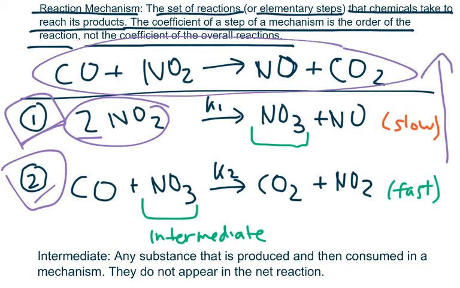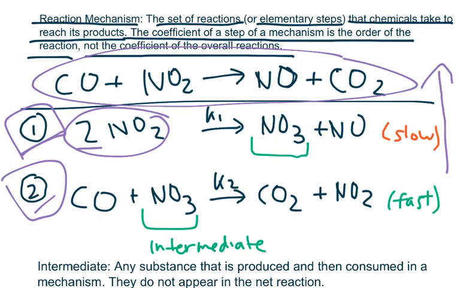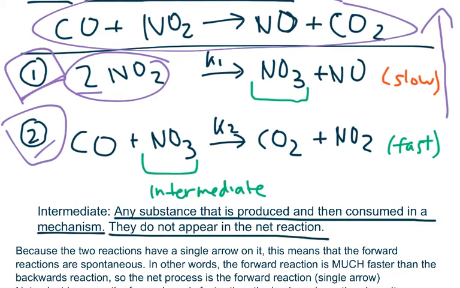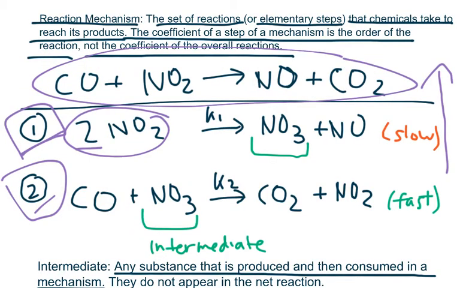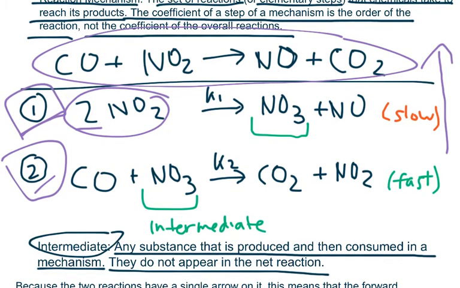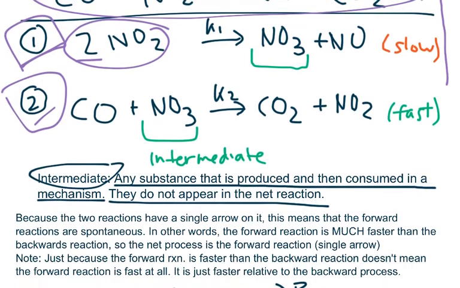So if you notice, our NO3s actually cancel out, and since they cancel out, they are called intermediates. And an intermediate is any substance that is produced and then consumed in a mechanism. They do not appear in the net reaction. Now, catalysts don't appear in the net reaction, but we will talk about those later and how to differentiate intermediates and catalyst. So let's talk about what the forward arrow actually means.